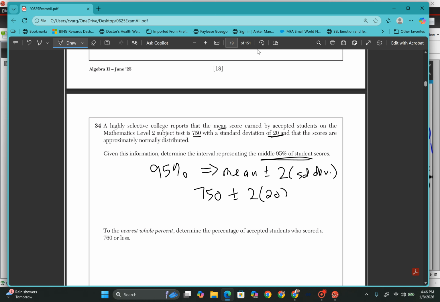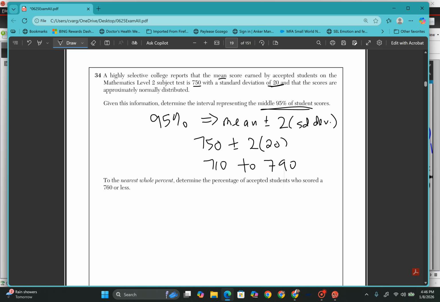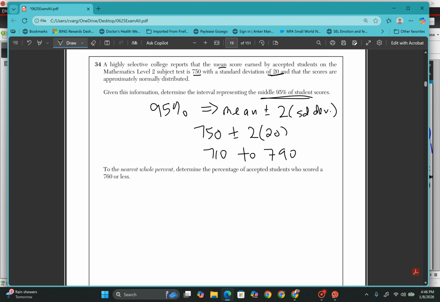And that range of scores, 750 minus 2 times 20 is 710, and then 750 plus 2 times 20 is 790. So that is the interval from 710 to 790. And then it says to the nearest whole percent, determine the percentage of accepted students who scored a 760 or less.